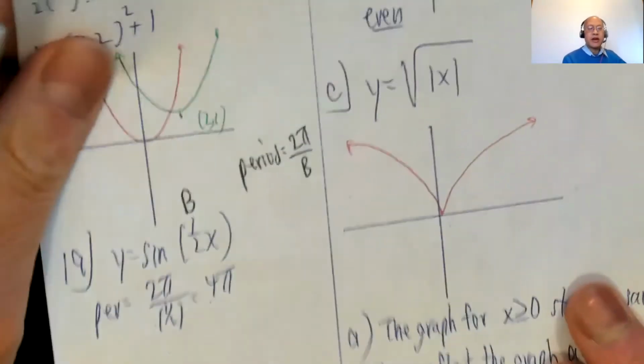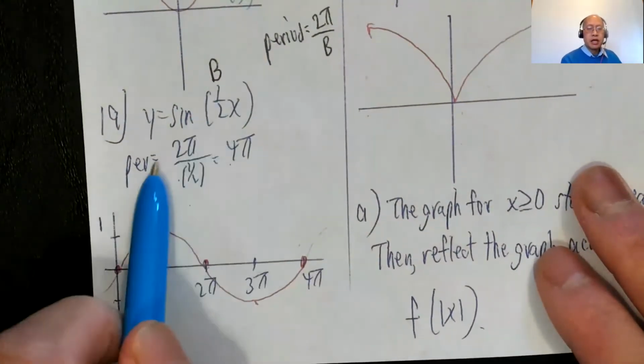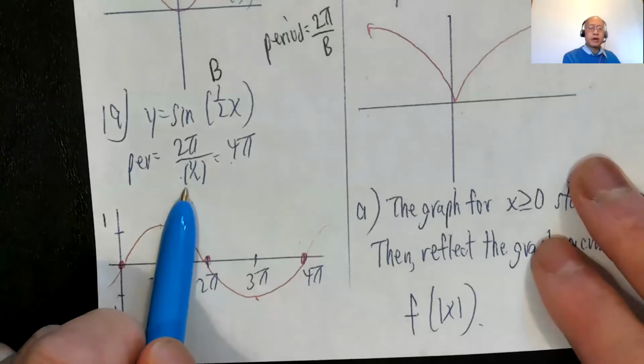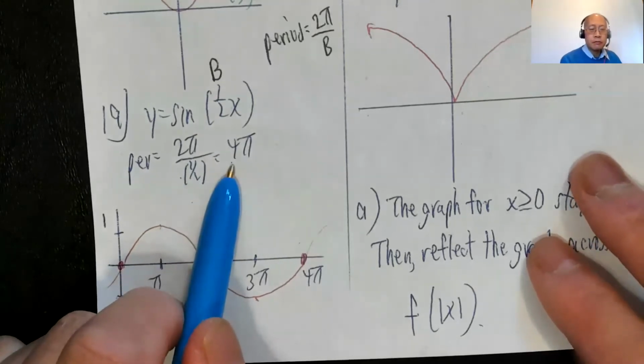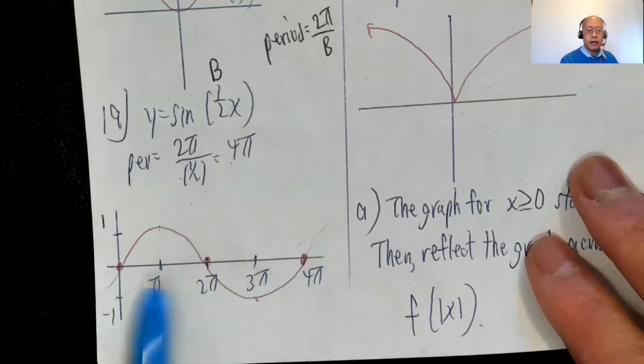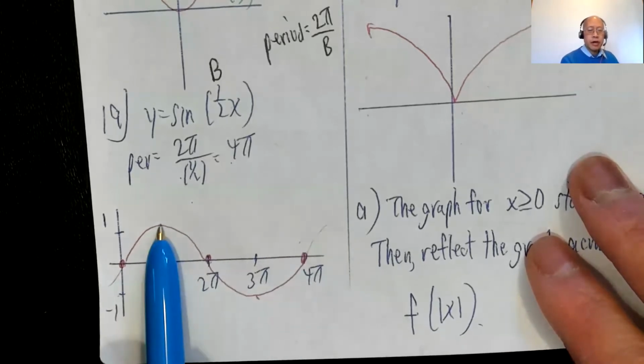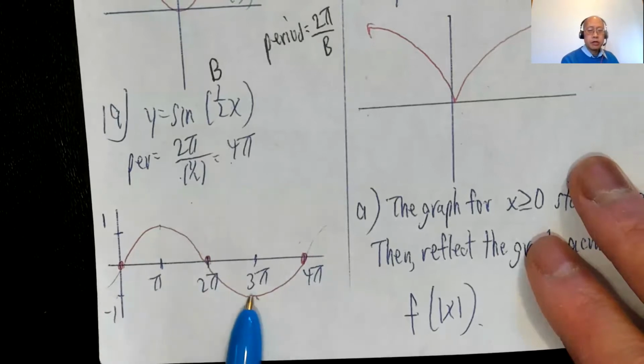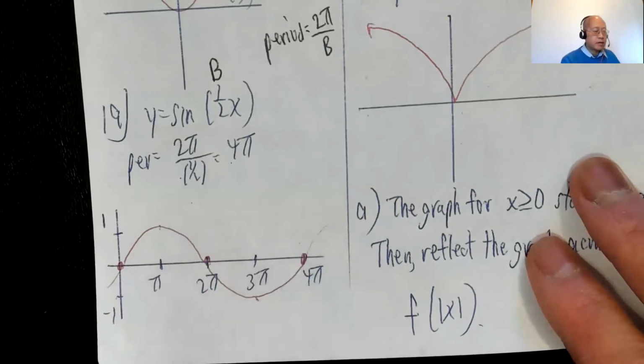19, y equals sine of half x. This is the b. Period is 2 pi divided by b. 2 pi divided by half is 4 pi. So this graph completes a sine function not after 2 pi, but at 4 pi. So at 0, I'm at 0, at pi I'm at 1, at 2 pi I'm at 0, at 3 pi I'm at negative 1, and at 4 pi back to 0.